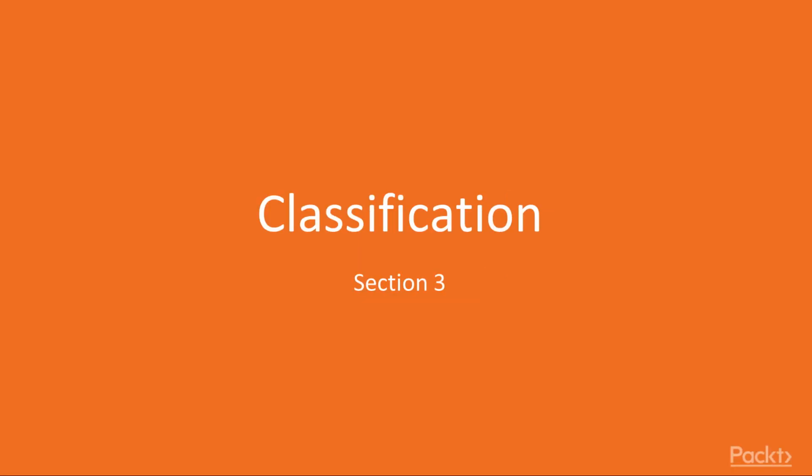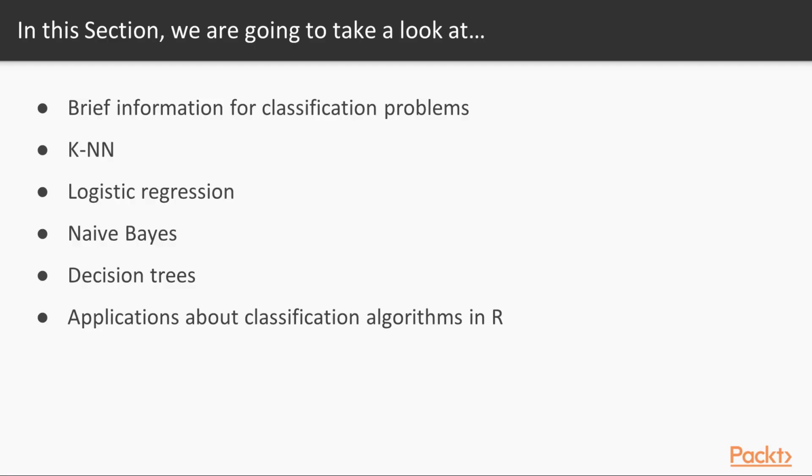Hi everybody, welcome to section 3, classification. In this section, we are going to take a look at brief information for classification problems, and also we will talk about some of the most common classification algorithms like KNN, logistic regression, naive Bayes, decision trees, and also we will make some simple applications about classification algorithms in R.